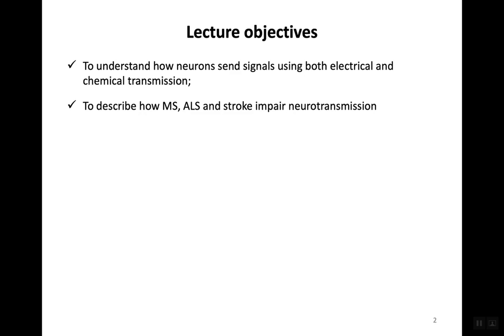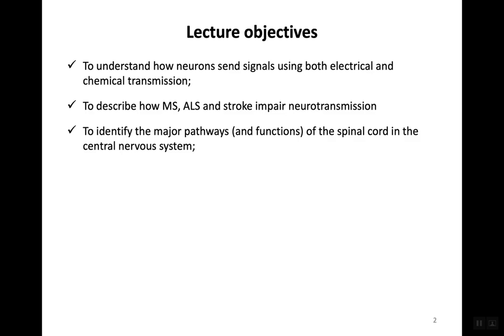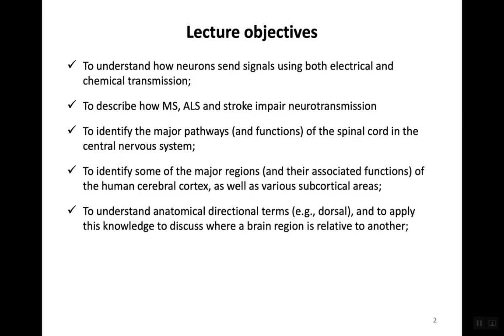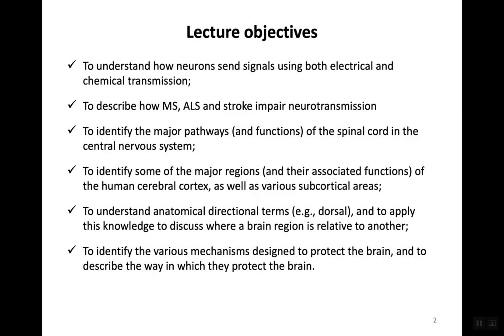well as a stroke. Further, we'll try to identify the major pathways of the spinal cord in the central nervous system. And then we'll move on to identify some of the key players in terms of cortical regions and also a couple of subcortical areas in terms of cognitive functioning. We will try to gain a basic understanding of how to navigate the human brain, for instance, across what directions, and also apply this knowledge whenever we're discussing the relationship of different brain regions with each other from an anatomical standpoint. And last but not least, we aim to identify some of the basic mechanisms that play a neuroprotective role.